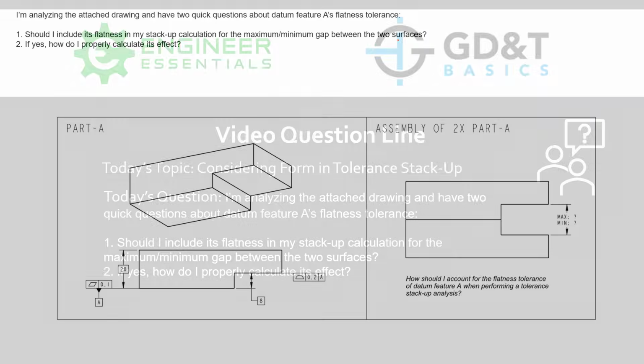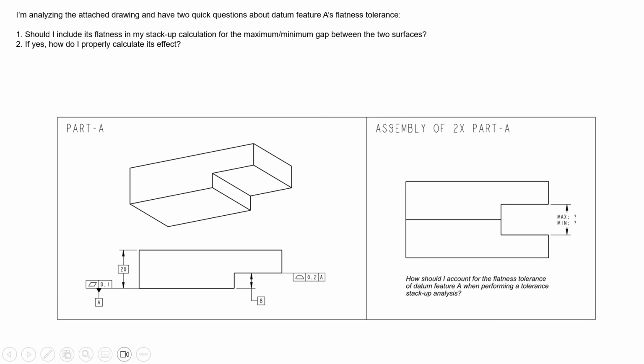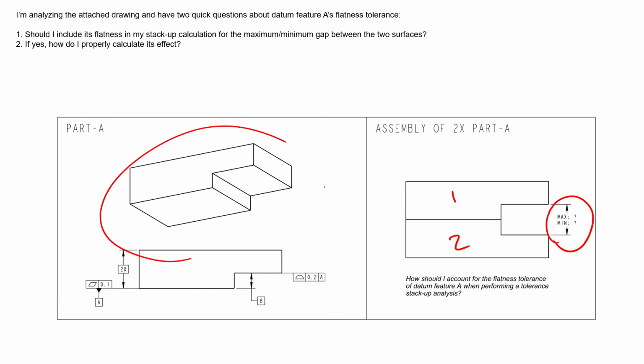So let's take a look at the submitted question here. We see part A on the left, and we are going to put part A back to back with itself and see that we have a stack-up analysis to do. So we have part 1 and part 2. It's the same part in both scenarios, we just mirrored it, and we can see that there's a certain gap in a min and max sort of way that we could calculate using the tolerances on our drawing. So let's just start with one part and we'll go from there.